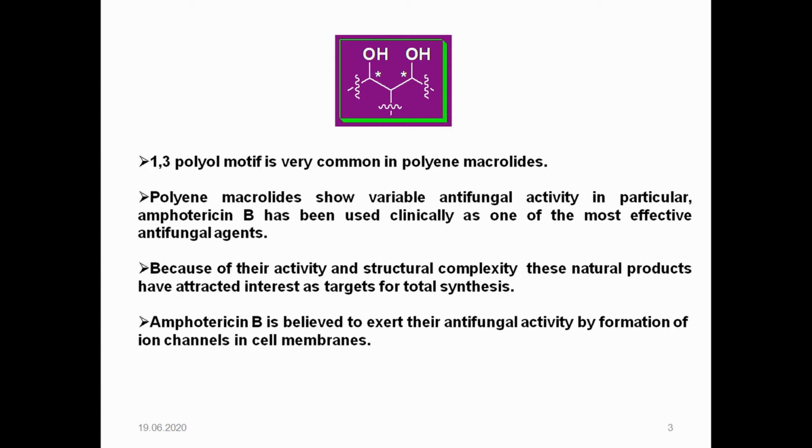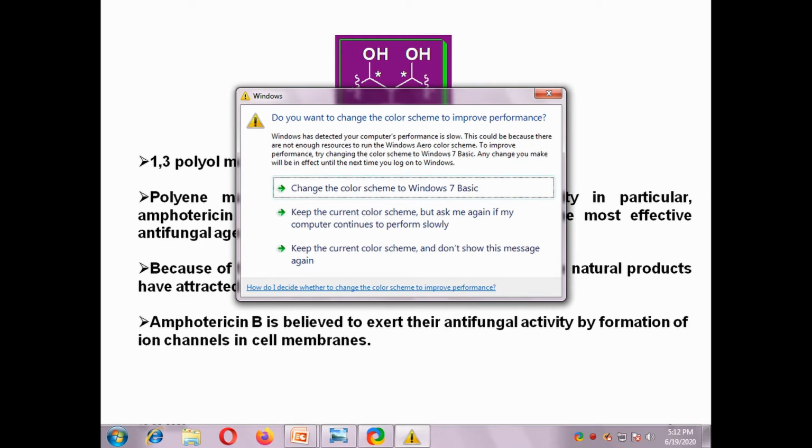suppose 1,2-diol, or methyl and hydroxy groups adjacent, or polyketides. So we will see what functional groups are in the molecule, and based on the functional groups we will develop the methodologies. Suppose a molecule has a pyran ring, so people will develop a methodology for making a pyran ring. Suppose it has a furan ring, so some scientists will develop how to make a furan ring. Some molecules are 1,3 polyols, so people will develop how to synthesize 1,3 polyols.